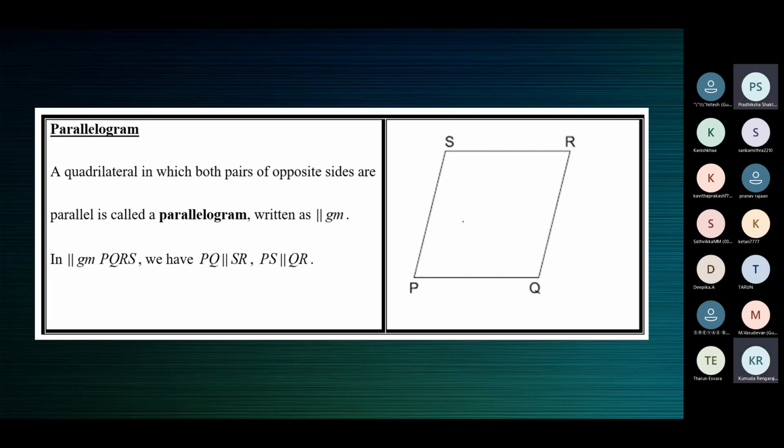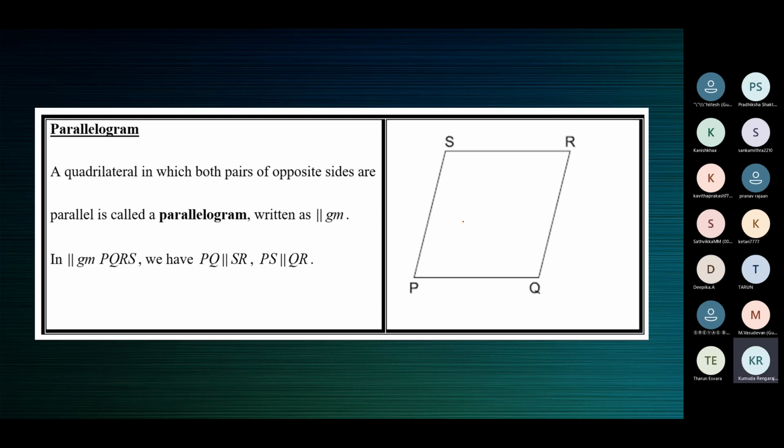So parallelogram is another type of special quadrilateral. What is its definition? A quadrilateral in which both pairs of opposite sides are parallel is called a parallelogram.